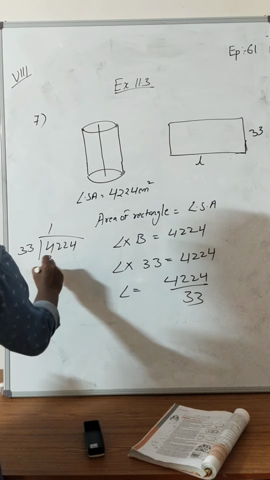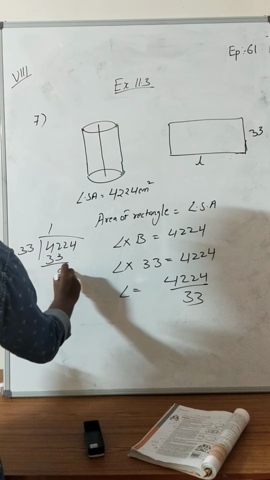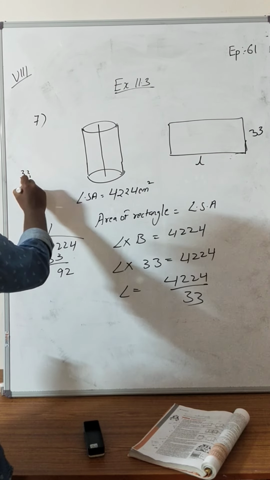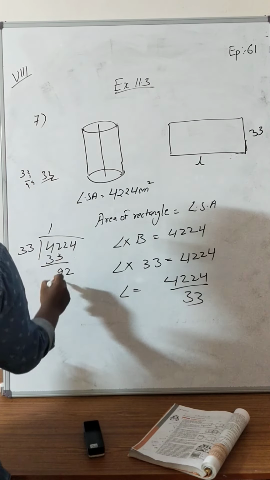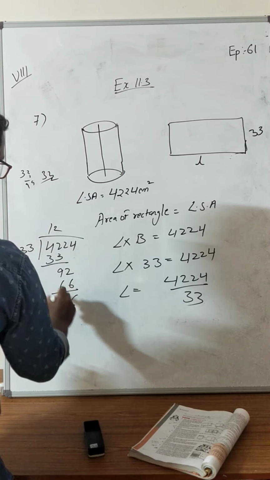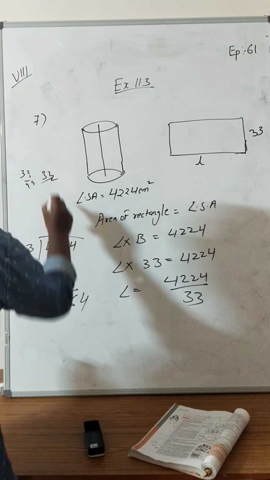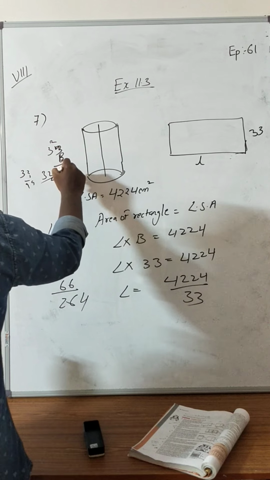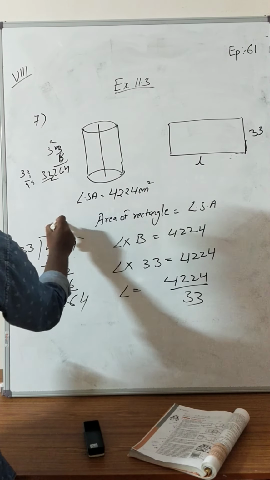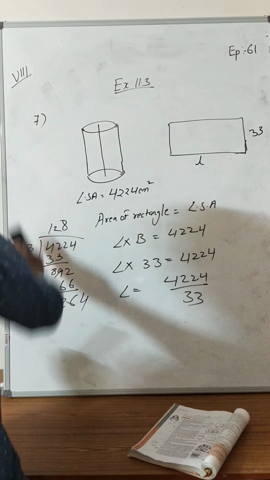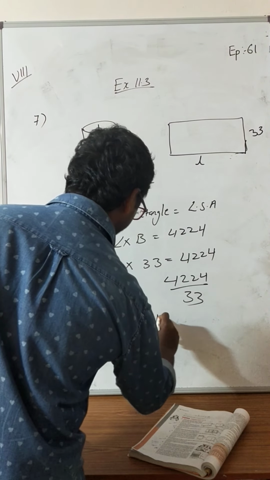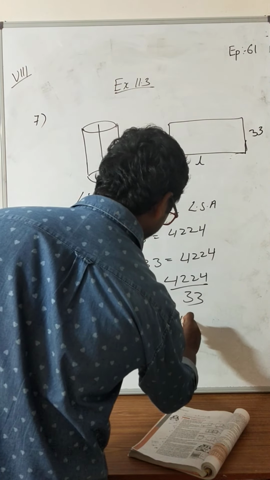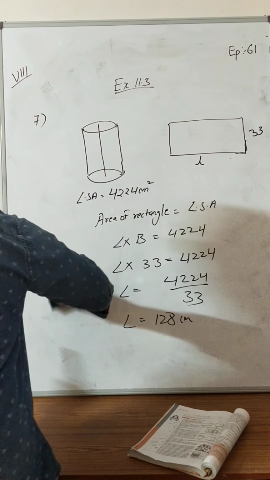33 times 1 is 33, 33 times 2 is 66. We'll get 264, and so on. So we are getting length as 128. We are getting length as 128 centimeter. Okay, so we got the length, which is 128 centimeter.